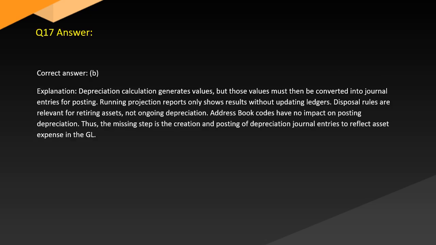Answer. Correct answer. B. Explanation. Depreciation calculation generates values, but those values must then be converted into journal entries for posting. Running projection reports only shows results without updating ledgers. Disposal rules are relevant for retiring assets, not ongoing depreciation. Address book codes have no impact on posting depreciation. Thus, the missing step is the creation and posting of depreciation journal entries. Reflect asset expense in the GL.